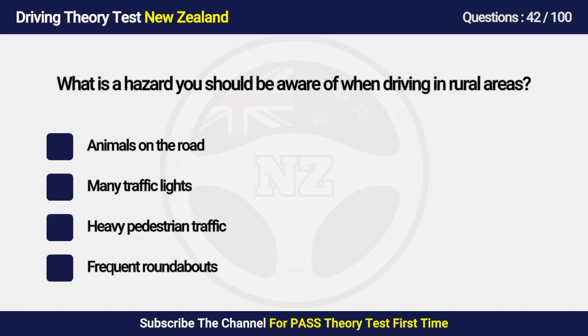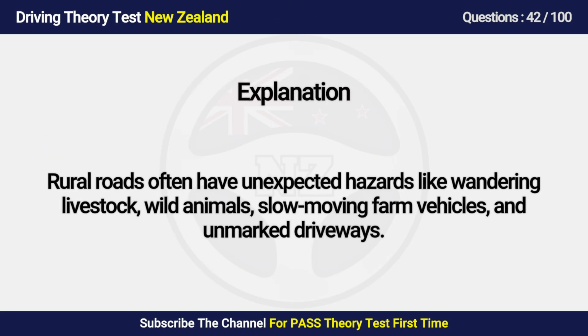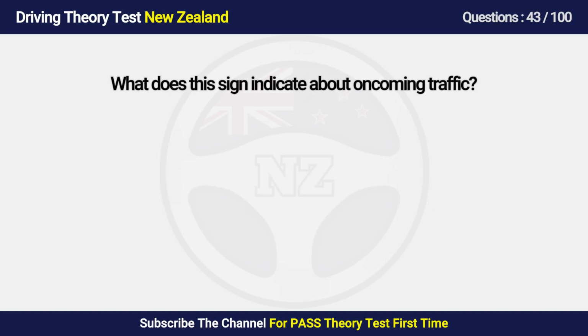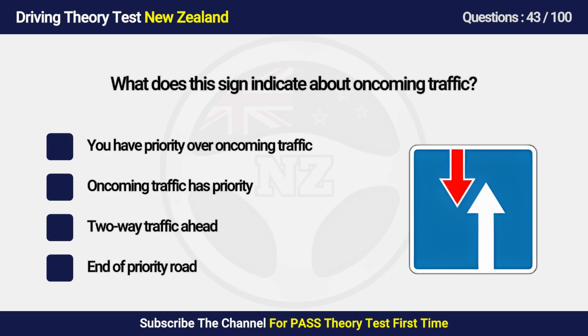A. Animals on the road. B. Many traffic lights. C. Heavy pedestrian traffic. D. Frequent roundabouts. Answer is A. Animals on the road. Rural roads often have unexpected hazards like wandering livestock, wild animals, slow-moving farm vehicles, and unmarked driveways. Question 43. What does this sign indicate about oncoming traffic?